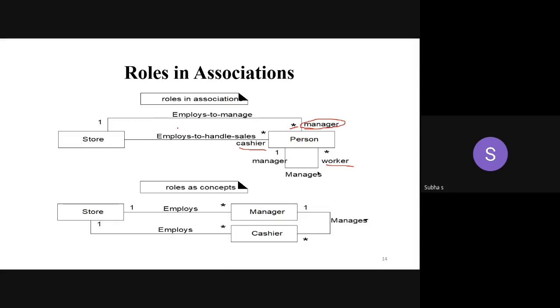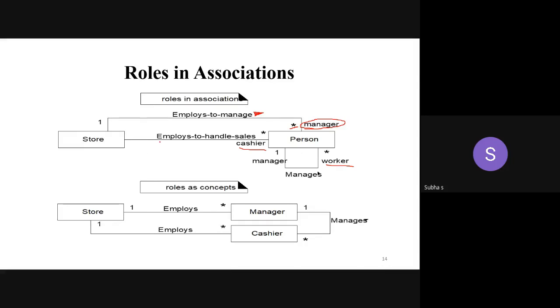If no navigability is given, it means you have to associate from left to right only. You know the navigability symbol. You don't put a line and all, just a filled triangle arrow mark. So a store employs to manage many persons.